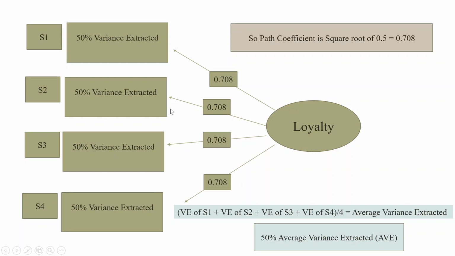Now, if I take the variance extracted of S1, S2, S3, S4, and take the average of it, so the variance extracted of S1, S2, S3, S4 divided by 4, I will get the average variance extracted for the construct. The threshold limit is that this value should be more than 50%.